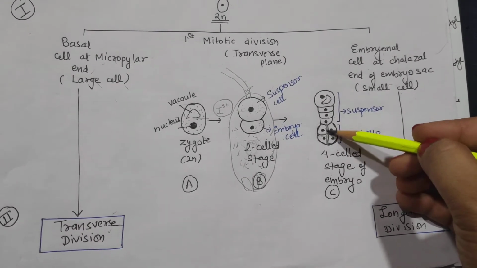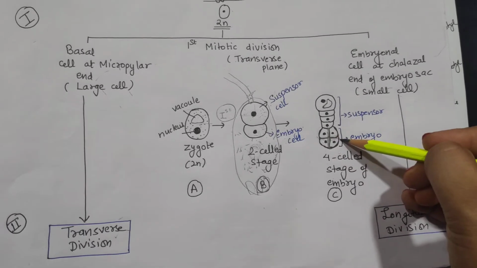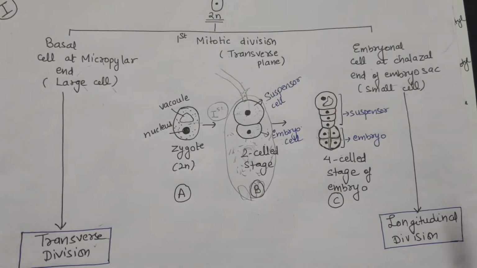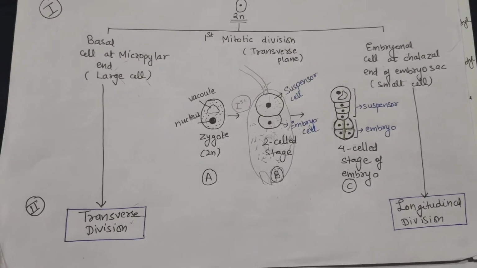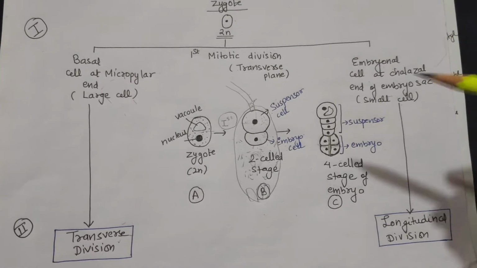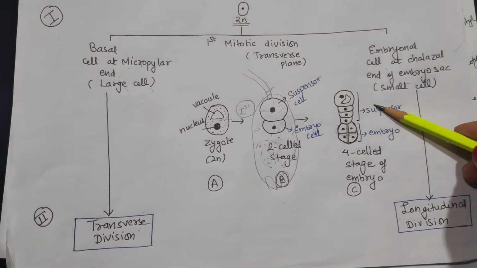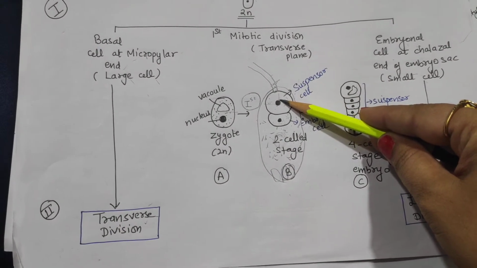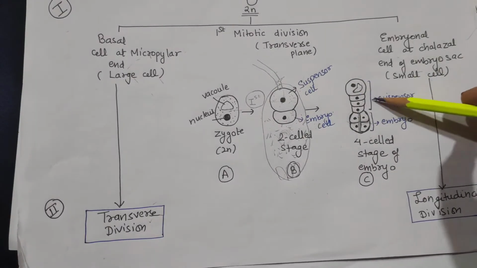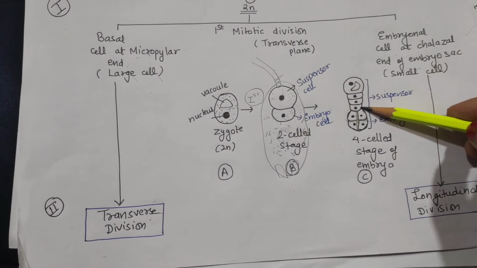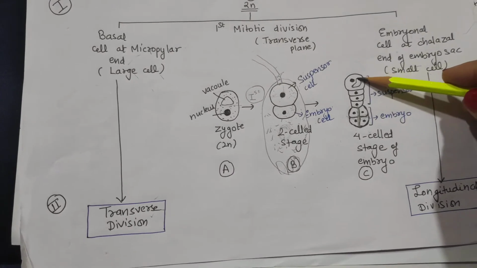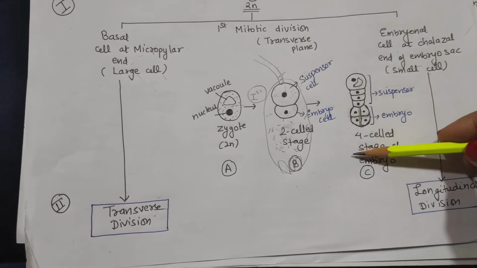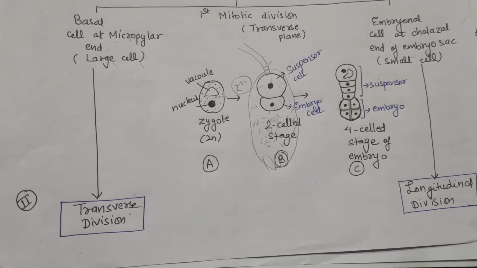Because the first plane of division is longitudinal and then followed by the transverse division. So in this way we started with the development of the embryo. So what is going to happen? In each of the upper basal cell and the lower embryonal cell, the division continues. The suspensor cell will undergo continuous transverse division two or three times, and it will form at least a six to seven celled stage of suspensor. So six to seven cells in a linear arrangement, one over another. There is a complete six to seven cell stage in the suspensor.